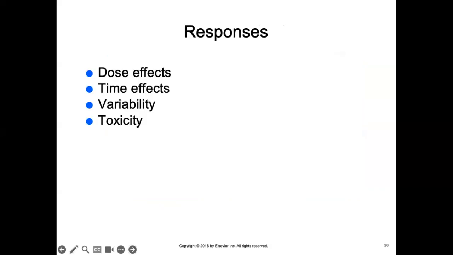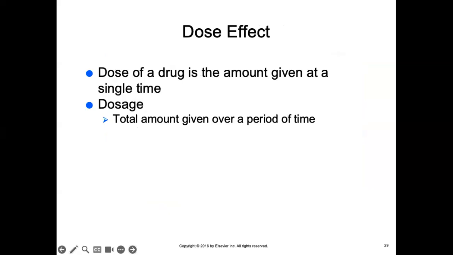We have to consider the response of the body to the administration of the drug. They're split into dose effects, time effects, variability, and toxicity. Dose effect: the dose of the drug is the amount given at a single time. The dosage is the total amount given over a period of time. Recall that all drugs are potentially poisonous depending on the dose given.